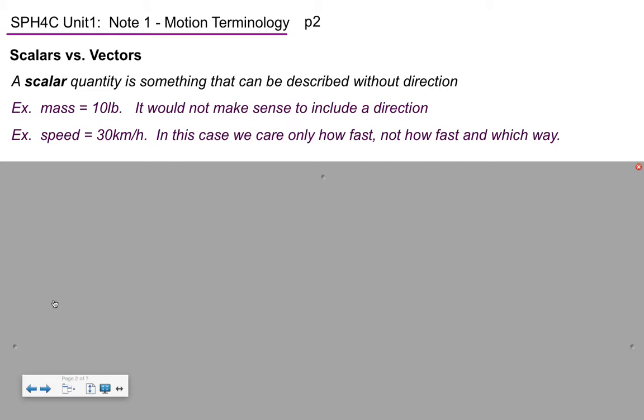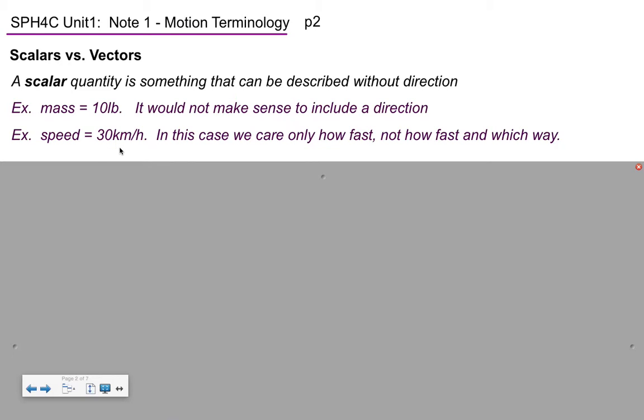So, scalars and vectors. I used the term vector earlier, and we'll talk about that in a sec. First, I'll start with a scalar. A scalar quantity, and I use the word quantity because a quantity is a number, is something that can have a number with it, but would not have a direction. The easiest example is mass: 10 pounds. You would never say I'm 10 pounds east. It doesn't make any sense. Speed, you could say 30 kilometers per hour east, but then it would be velocity. Velocity is set up special to take into account speed with direction.